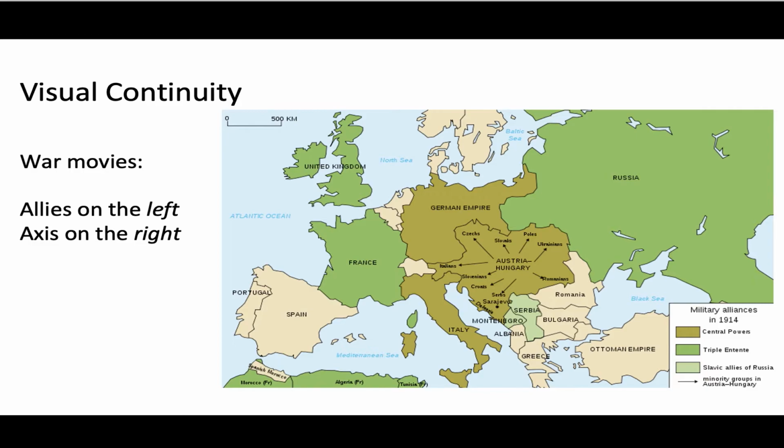People also do this in war movies, because in war movies the Allies, the United Kingdom and Americans, are on the left, and the Axis, Germany and Italy, on the right. This is actually taken from the First World War, so it's the wrong map, but you get what I'm talking about. And then you maintain visual harmony.